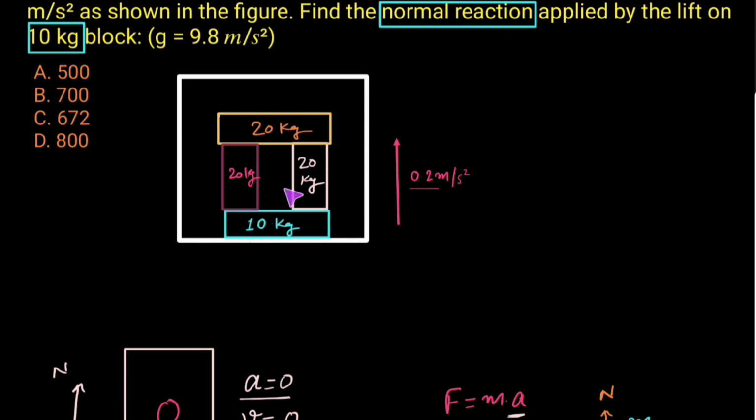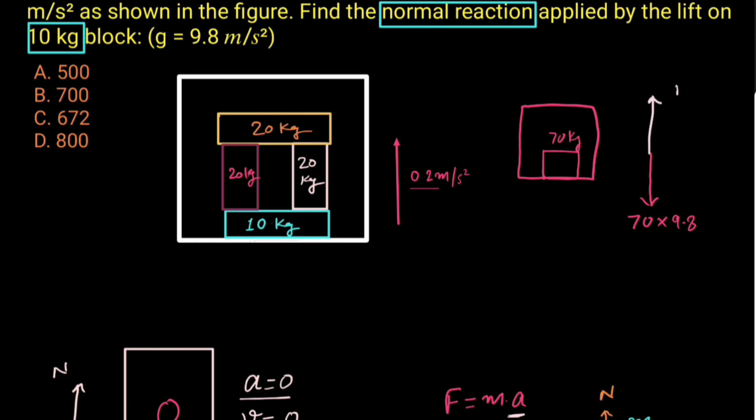So we have to assume that there is a lift, suppose this is a lift, and inside this lift there is a mass of 70 kg. For this 70 kg mass, there will be a downward force due to its weight, and that would be equal to m into g. Here the mass is 70, the value of g is 9.8. Due to this contact between the 10 kg block and the surface of the lift, an upward reaction force would be there. So we are assuming it to be N.